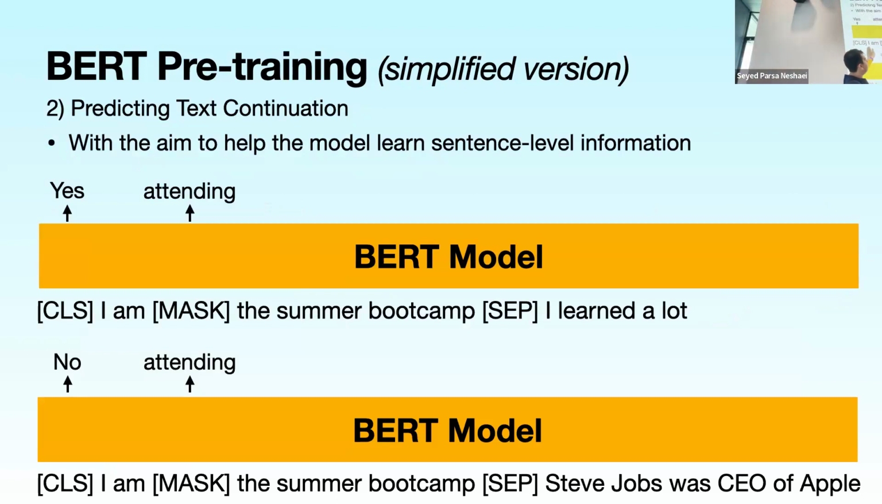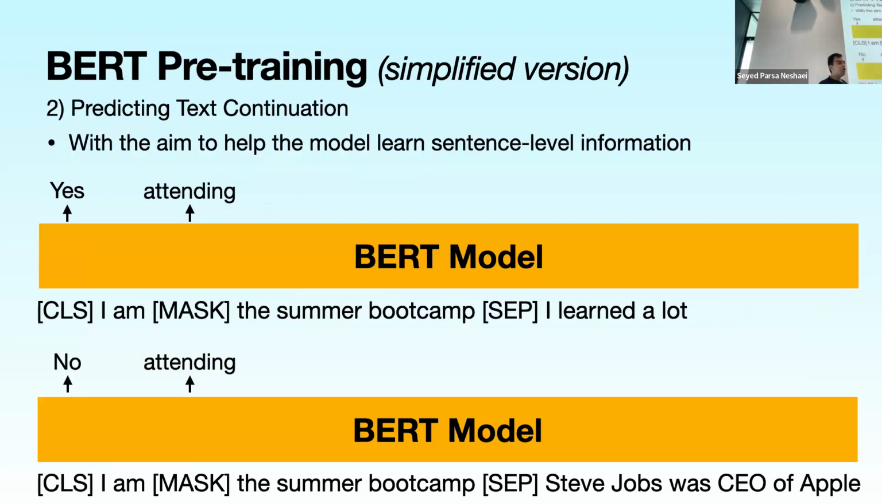Imagine here, I am, okay, there's a mask still. I am attending the summer bootcamp. Then the next sentence in that document that I wrote is that I learned a lot. These two sentences come after each other, right? So it should predict a yes token. I mean, yes could be a 1 or 0, a certain token, saying that these two sentences come after each other.